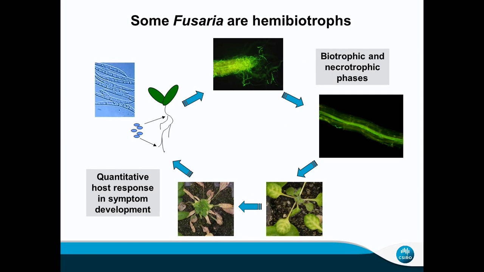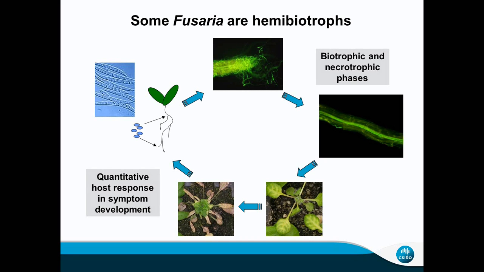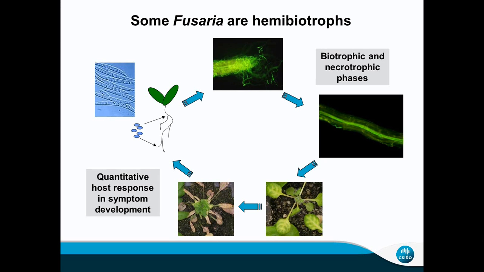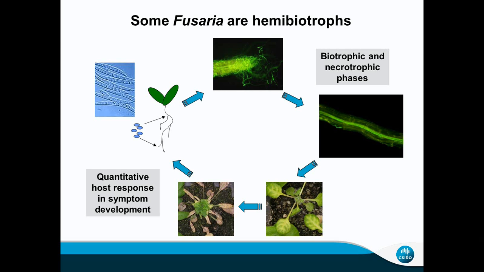But some of the other Fusarium species can be called hemibiotrophs. They are neither completely biotroph nor completely necrotroph, so they are somewhere in between, such as the Fusarium oxysporum species that we have been working on for some time. This pathogen infects Arabidopsis plants. So this is a GFP-expressing Fusarium oxysporum strain. It associates mainly with the root tips and lateral root initials.